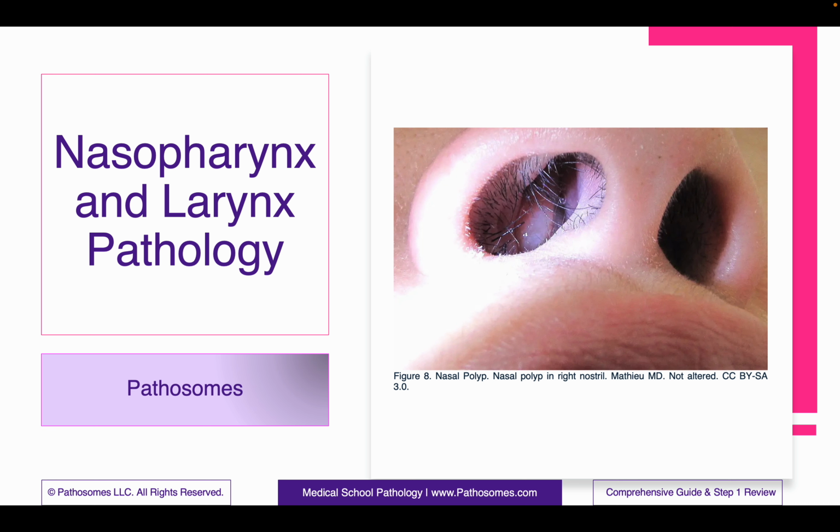I'm sure you're familiar with anatomy. What are we looking at? No, not just a simple answer. Look real deep in there. In that right nasal. Do you see that nasal polyp? We're going to be discussing this and much more in Nasopharynx and Larynx Pathology.